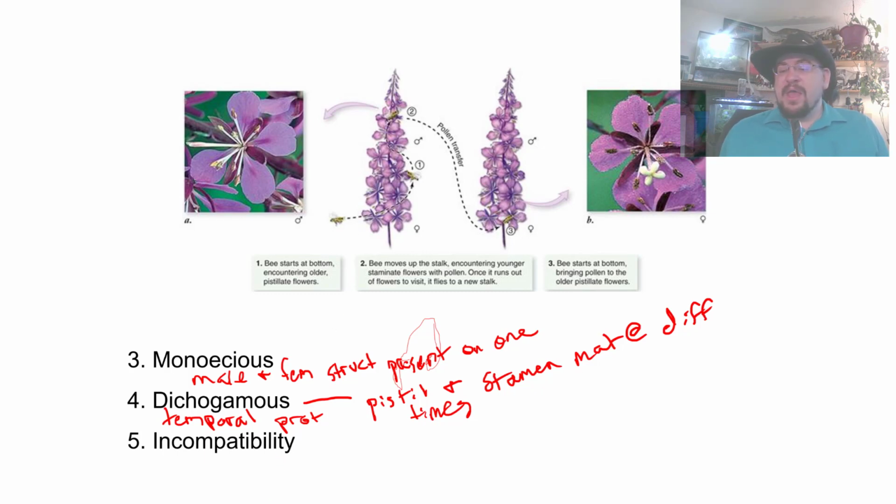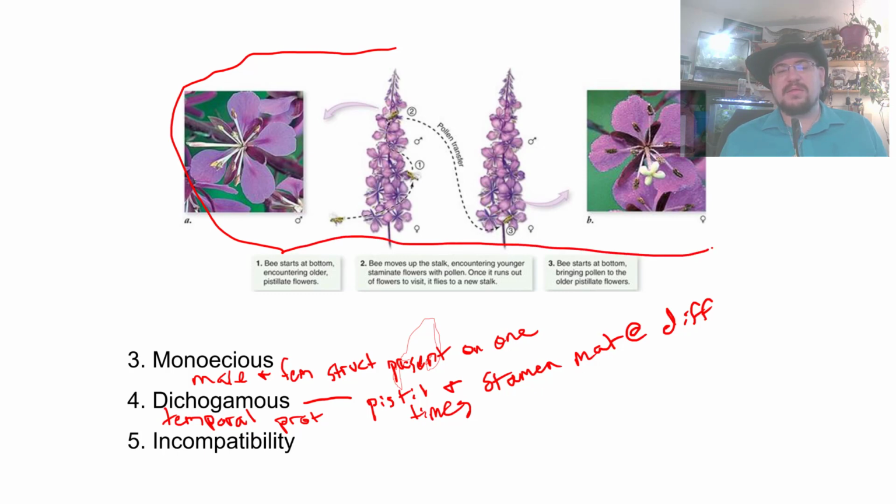And then we have, so this picture here at the top is kind of cool. It talks about some dichogamous flowers based on position, not so much things like season or sunlight or anything, but just position on the plant. So when bees move around this particular plant, it's fireweed, by the way. When bees move around fireweed, they start at the base of the flower stalk and curl around the flower stalk from the base to the top.